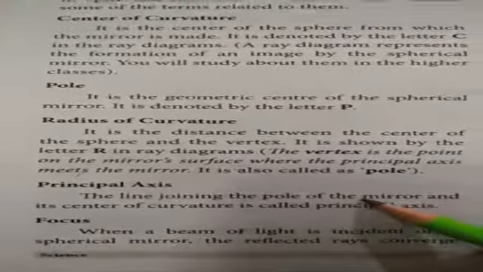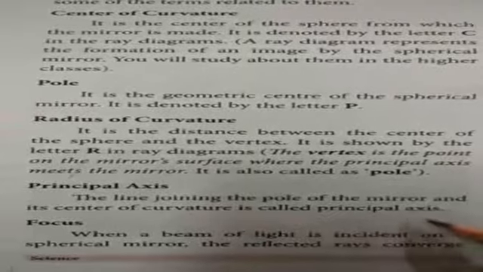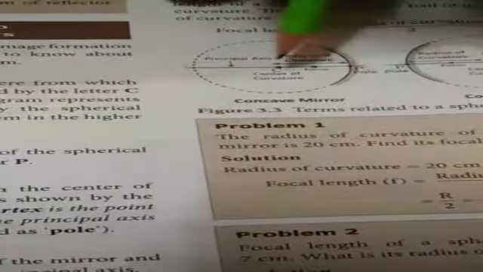Next we will move on to the principal axis. The line joining the pole of the mirror and its center of curvature is called the principal axis. So this one is the principal axis. It is a line joining the pole of the mirror and the center of curvature.